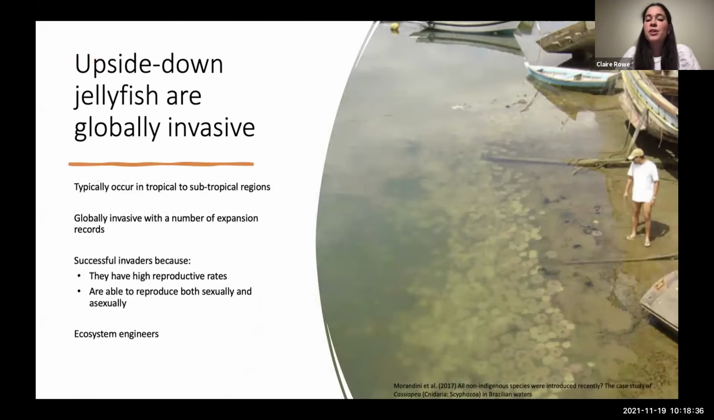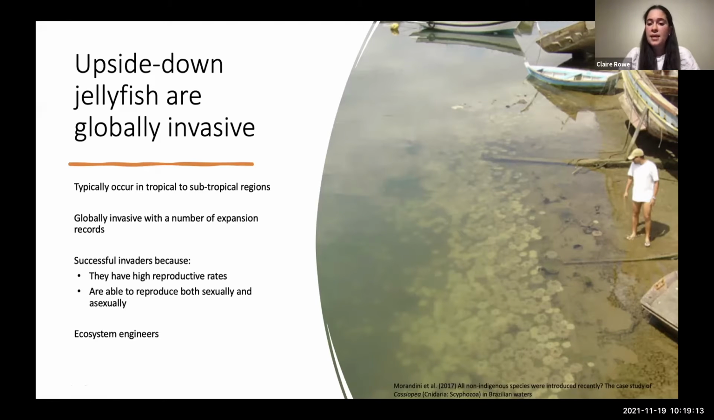So upside down jellyfish typically occur in tropical to subtropical regions. So they're typically in very sheltered, protected habitats, such as mangrove forests, seagrass beds, or coral reefs. They're globally invasive with a number of range expansion records. This is happening all over the world, including Hawaii, Brazil, Vietnam, and Australia. And they're considered to be successful invaders because they have high reproductive rates and they're able to reproduce both sexually and asexually. So this is a photo of one of their invasion events in Brazil.